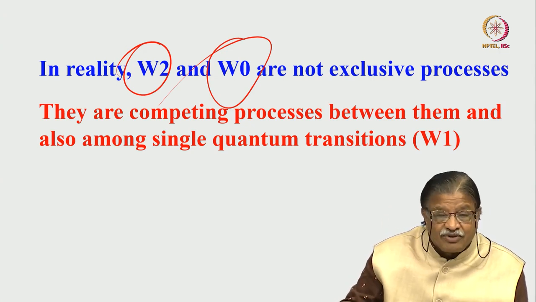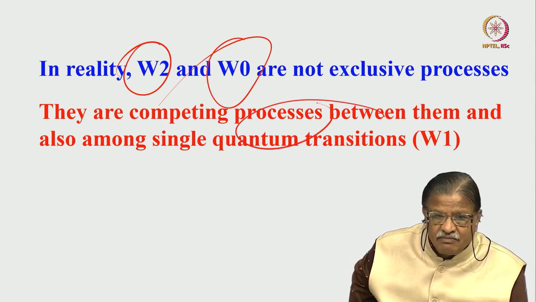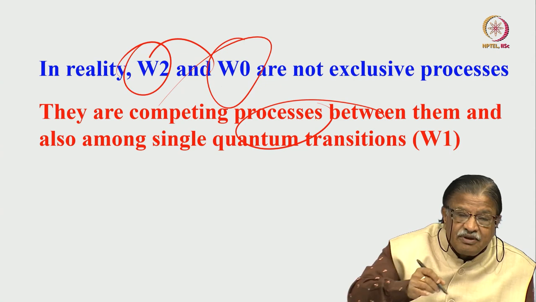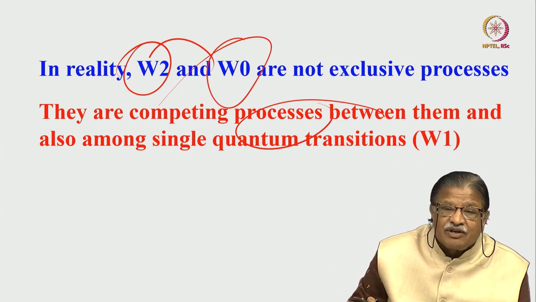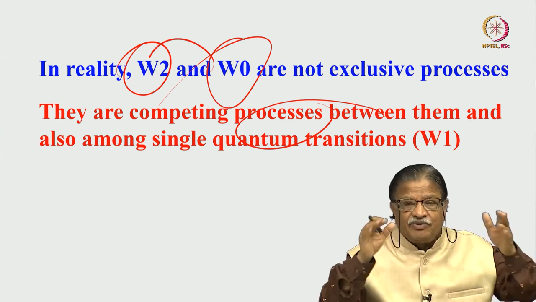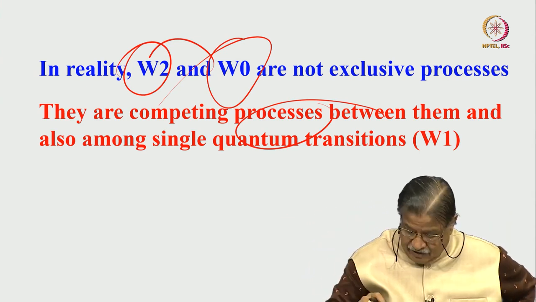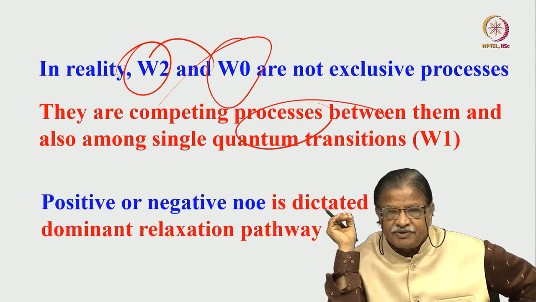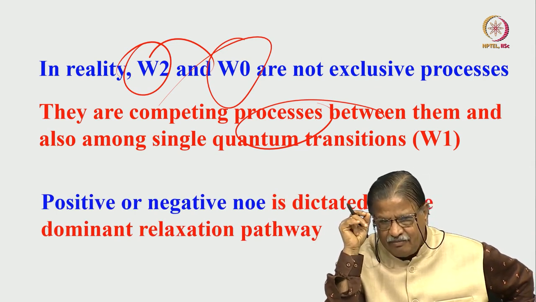So, there are forces going on. There can be a competition between both the processes. Not only between these two, there can be competition along with the single quantum transition also, that is the relaxation pathway. So all three, W1, W2, W0, are not exclusive processes. There can be competition among them. They are competitive processes.